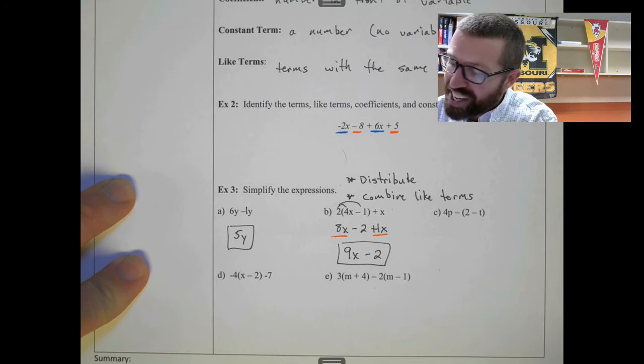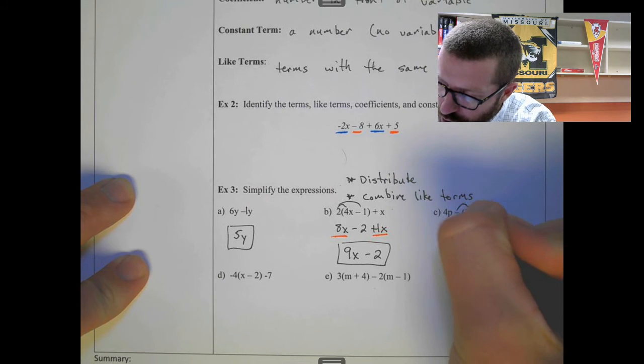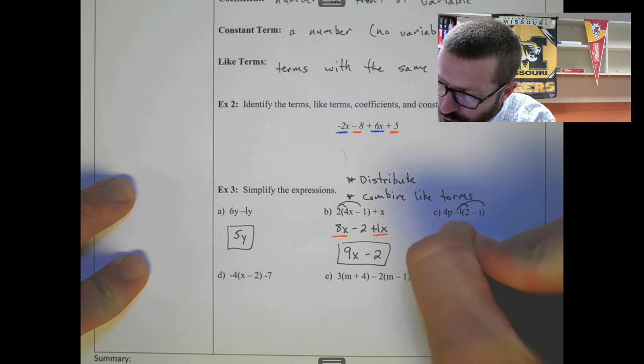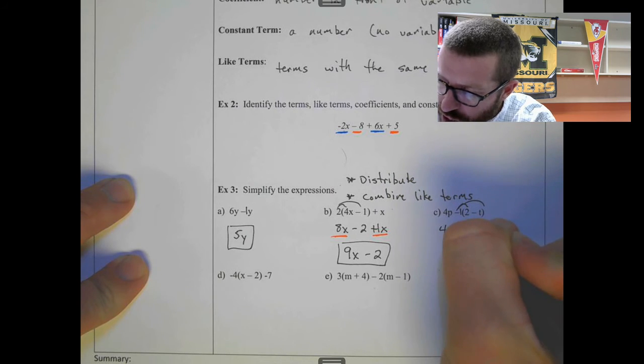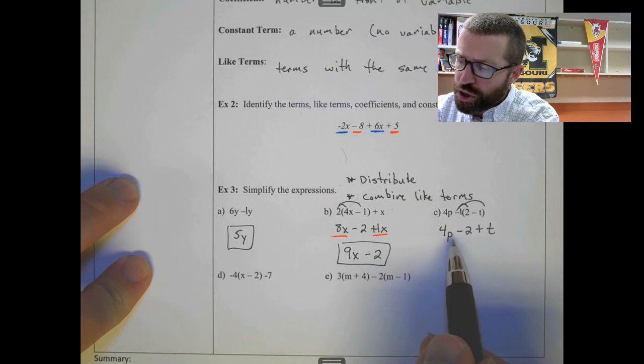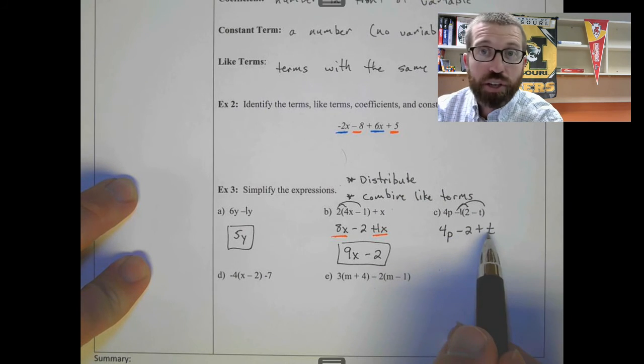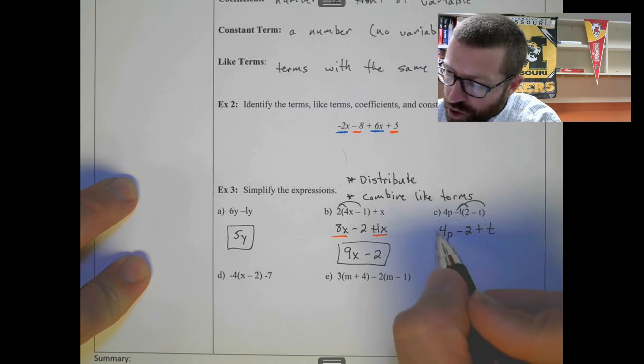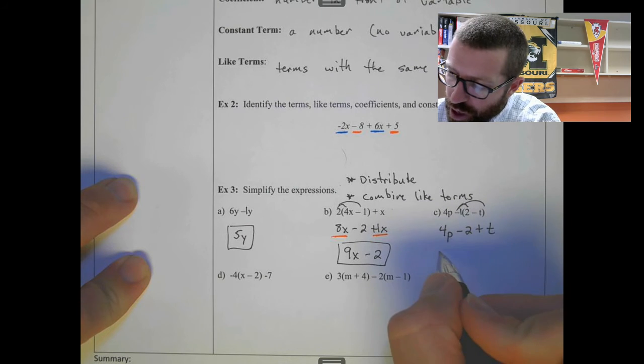Here we have to distribute the negative, and this one's always kind of tricky, but it's distributing a -1. So that's 4p minus 2 and then plus t. And then there's nothing else you can do here because we have p's and t's. They're not the same. They don't go together. And so you can just leave it like that.